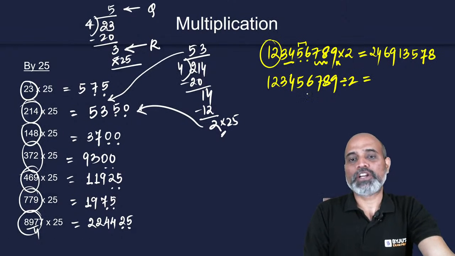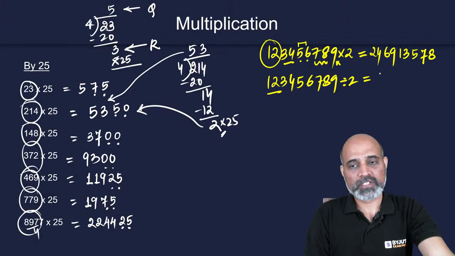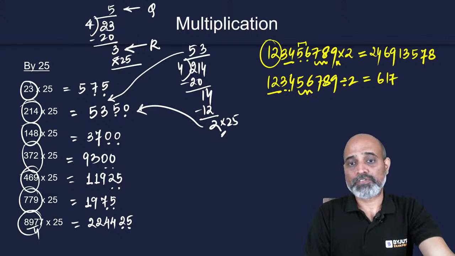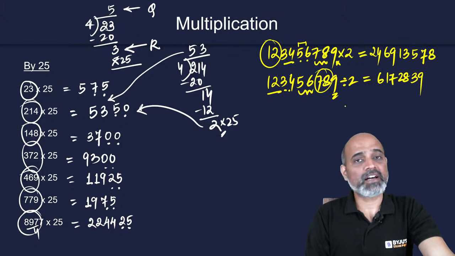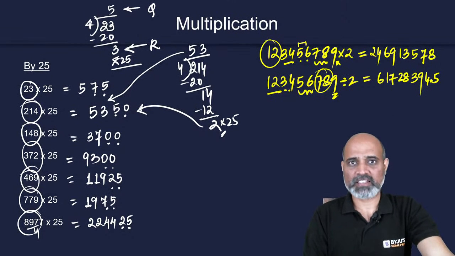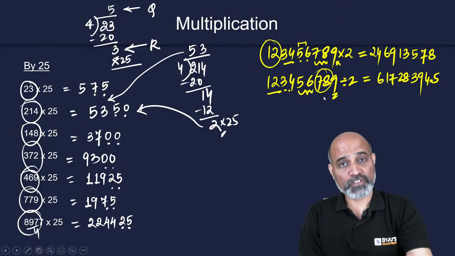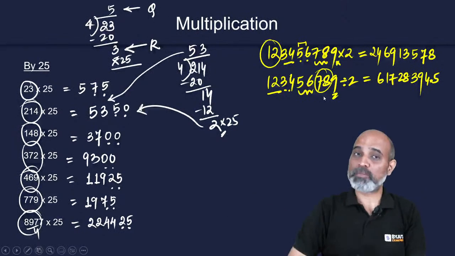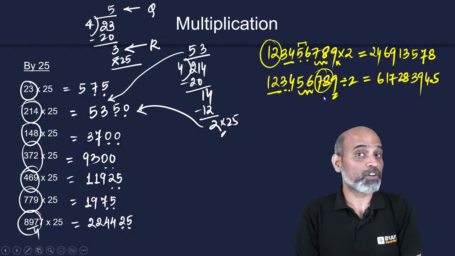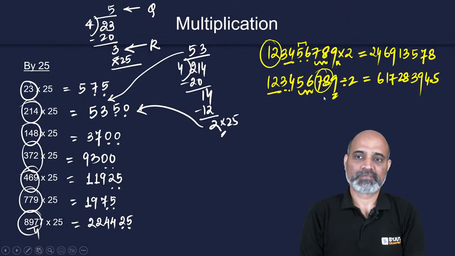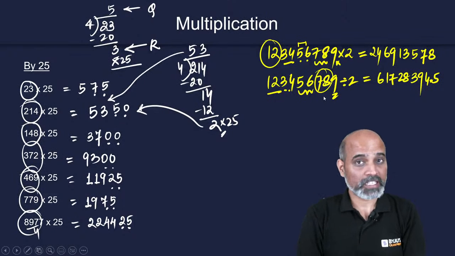Same thing, if I want to divide this by 2, 12 ka half, 6, 34 ka half, 17, 56 ka half, 28, 78 ka half, 39, 9 ka half, 4.5. This was way easier than the previous one. Right? So if I can do the halving and doubling, I can now divide the first number by 5 and multiply the second one by 5. Actually, the digit sequence will remain same.